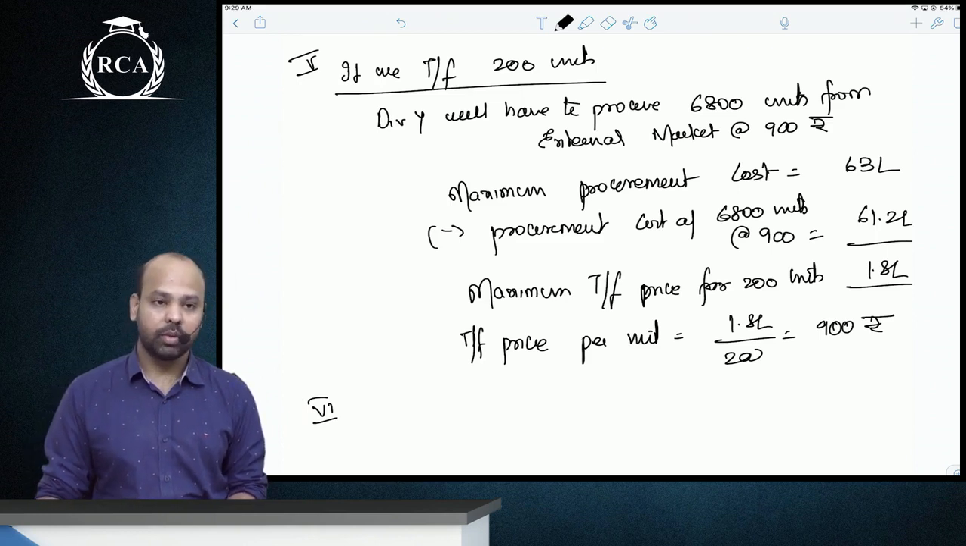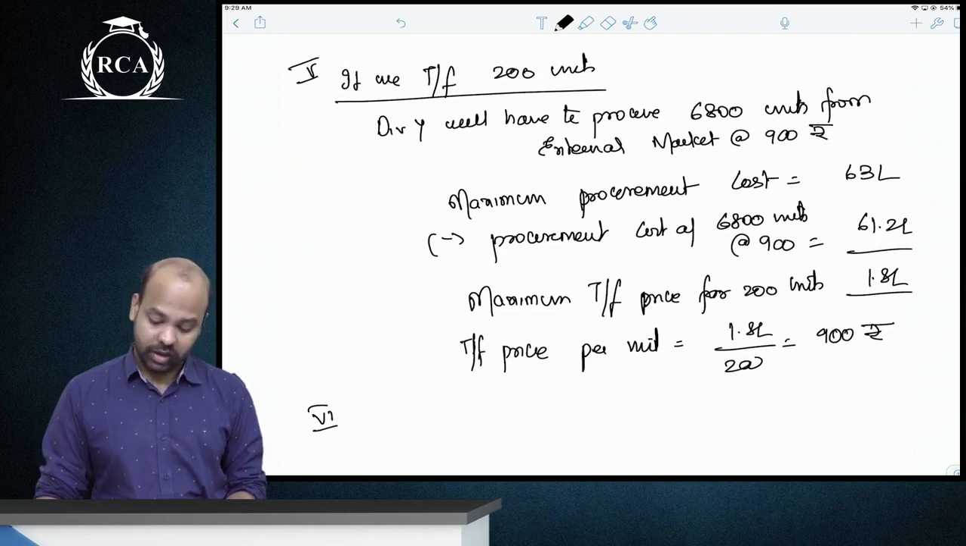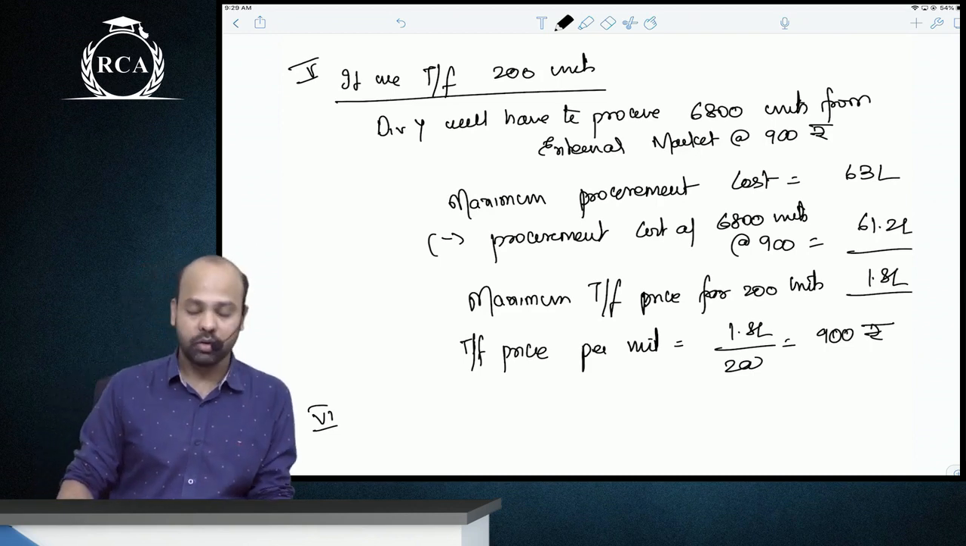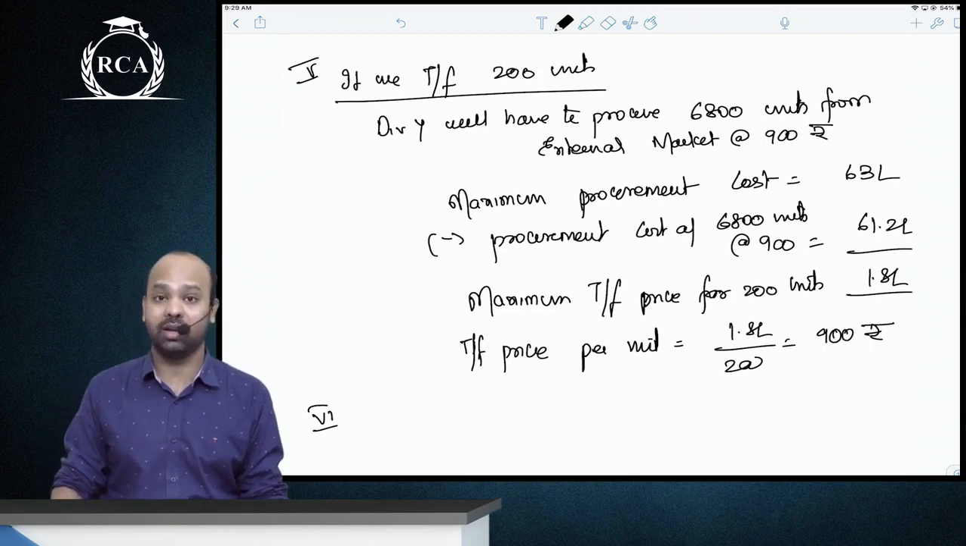Are we all clear about this? Yes, we are all clear about this, sir. If we transfer 200 units, the transfer price per unit is going to be 900 rupees.